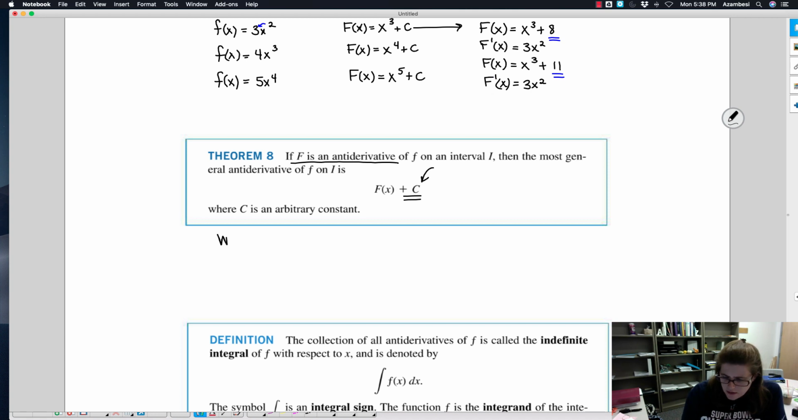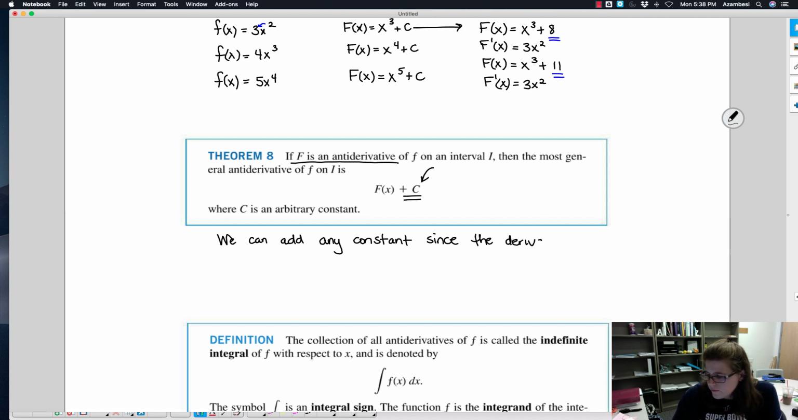So we can add any constant, since the derivative of a constant is always 0. So that constant will always drop away.